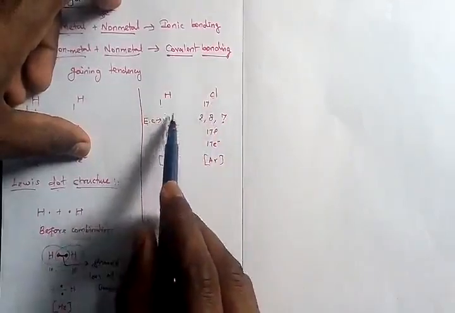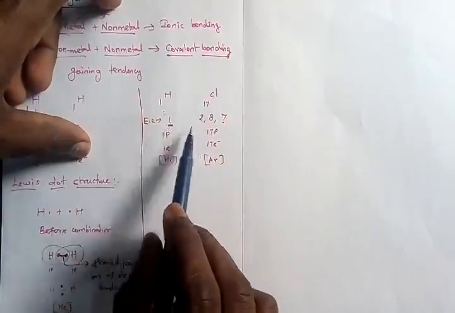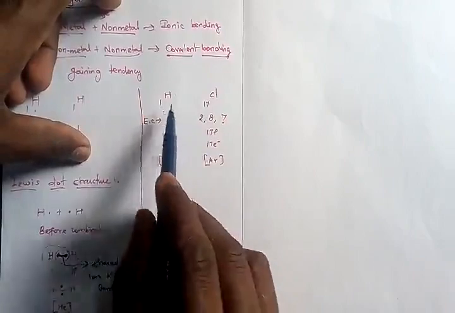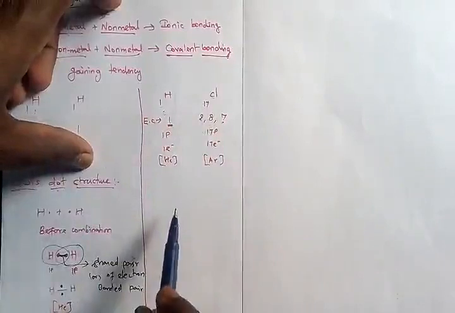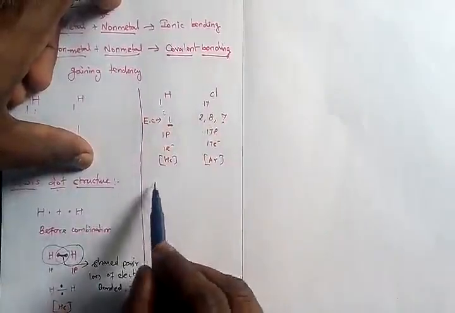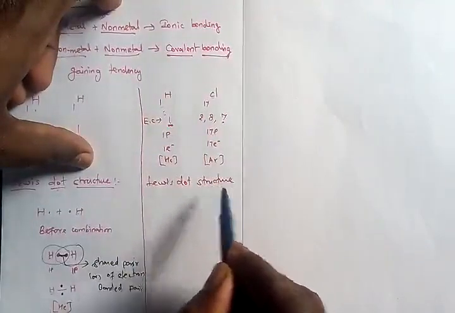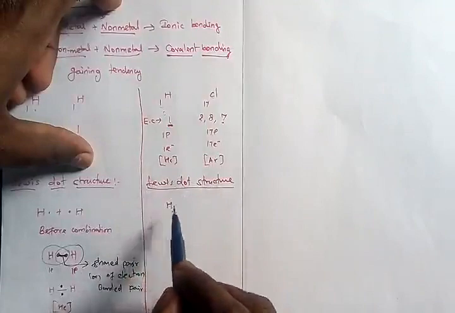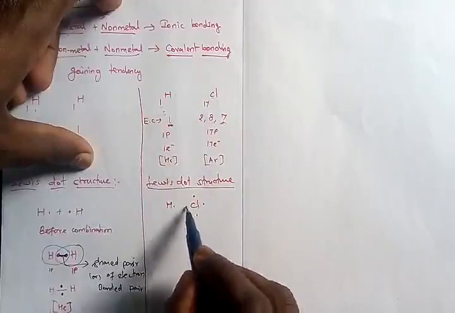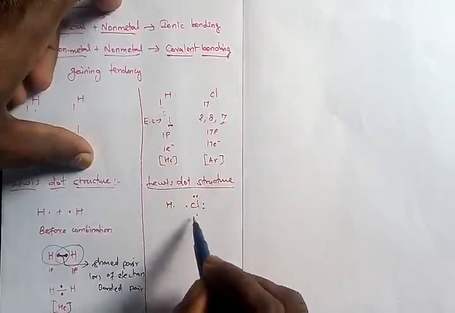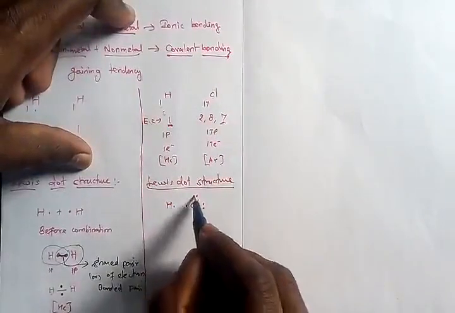Both the atoms have 1 electron less than the nearest noble gas configuration. So these two atoms can share their electrons to fulfill the last shell. So let us write the Lewis dot structure again. In this, hydrogen has 1 electron, chlorine has 7 electrons. So 1, 2, 3, 4, 5, 6, 7. Let me draw it in different colors so that it will be easy for you to distinguish.